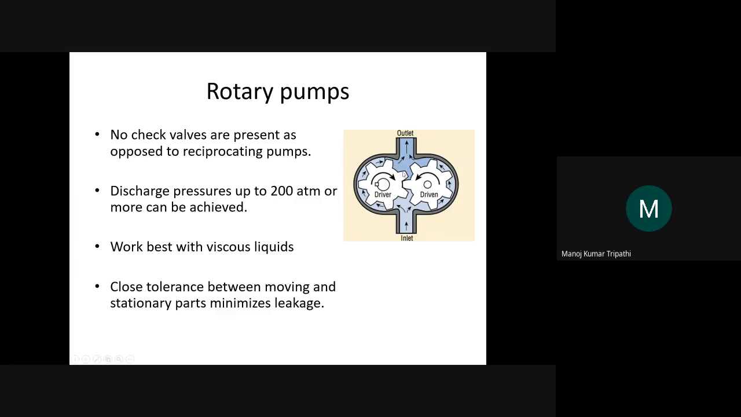And generally these are pulseless, so there is no pulsation in the outlet like in the displacement pumps where you have pulsating outlet. Once the outlet valve closes, then it reopens and so on. So there is pulsation in the pressure at the outlet, but in these kinds of pumps, rotary pumps, there is very less pulsation. All right, and it works best with viscous liquids.